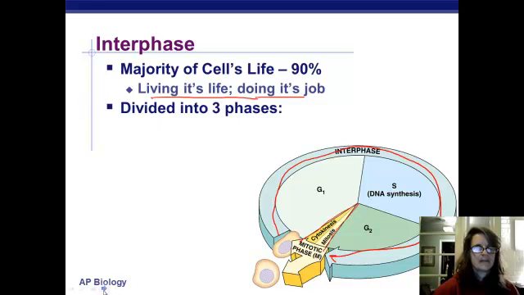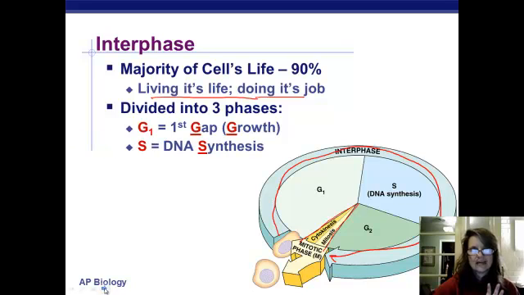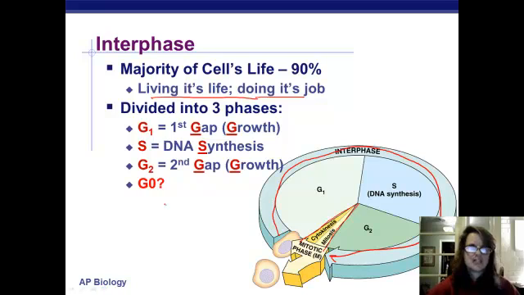Okay? Now, interphase is big, and it's not just all one thing. It's divided into 3 main phases. It's divided into G1, S, and G2. G1 meaning first gap, and that is the first stage of interphase after the cell's been created.